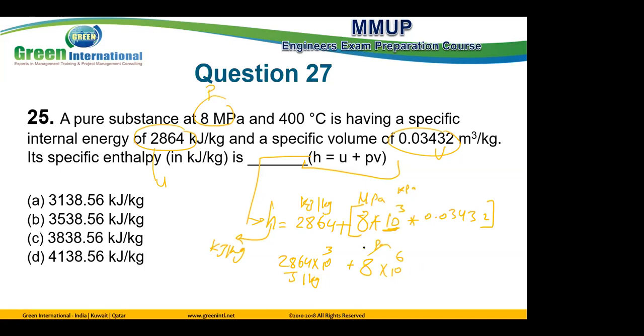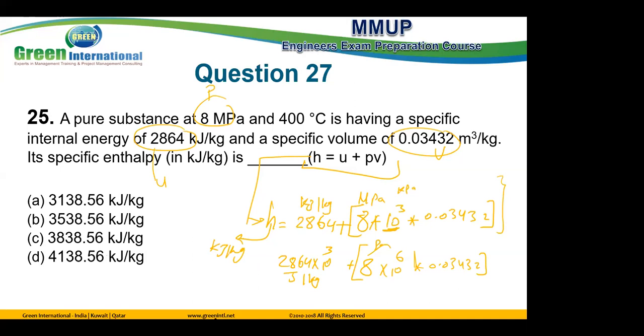Now the unit is clear. Do you know the difference between these two? This is for Pascal and joule. This is kilojoule and kilopascal. Pascal and joule give joule per kg, the other will give the answer in kilojoule per kg. Clear?